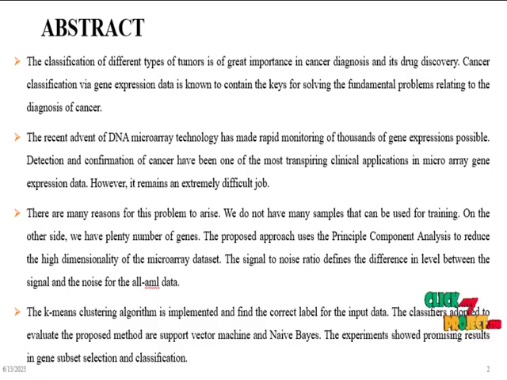The proposed approach uses principal component analysis to reduce the high dimensionality of the microarray dataset. The signal to noise ratio defines the difference in level between signal and the noise for the ALL-AML data. The k-means clustering algorithm is implemented to find the correct label for the input data. The classifiers adopted to evaluate the proposed method are support vector machine and naive-Bayes algorithm. The experiment shows promising results in gene subset selection and classification.